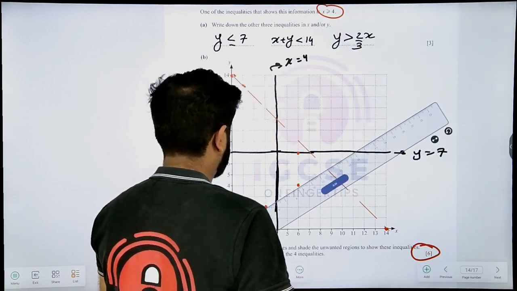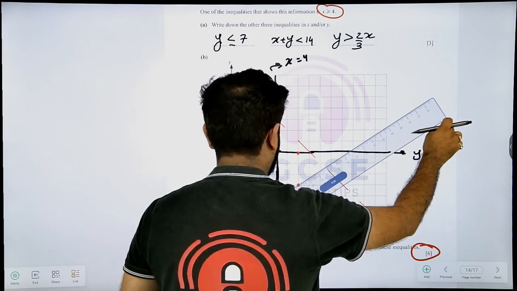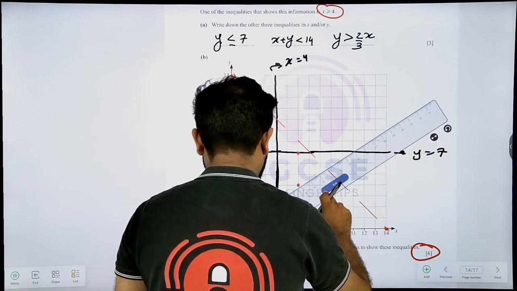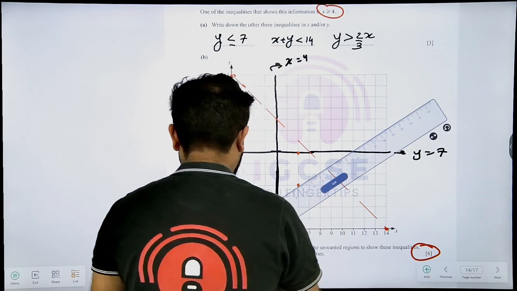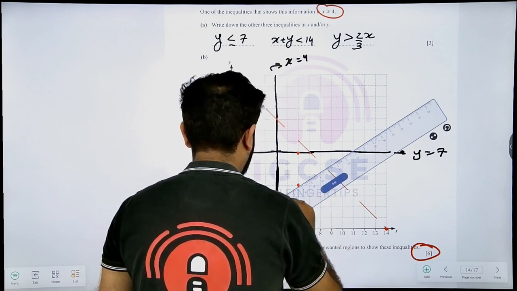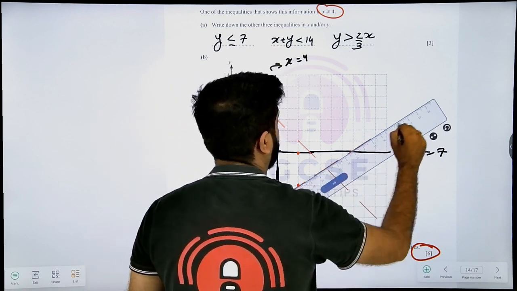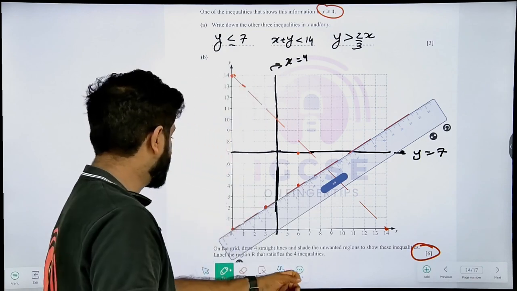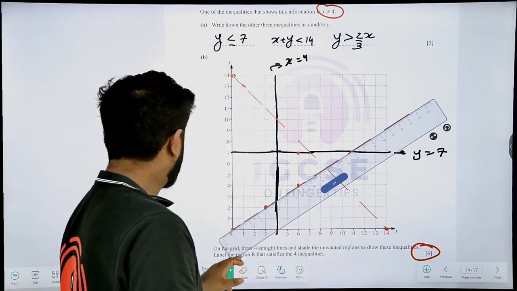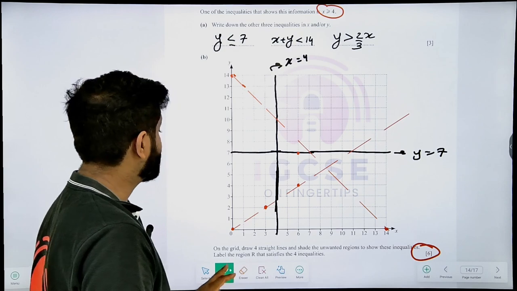Let me fix this as origin. Then you have a point which is similar to these points. Again, this is going to be a broken line. Right now, this is what my line is. Now, let me shade them.